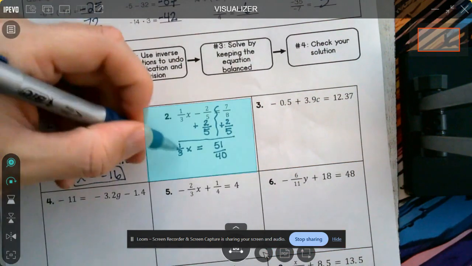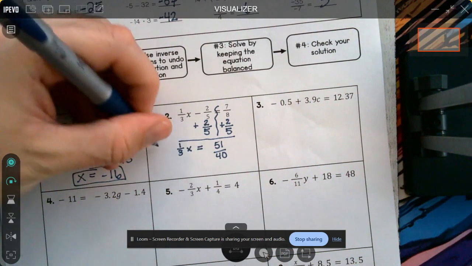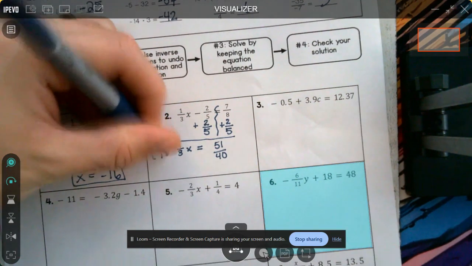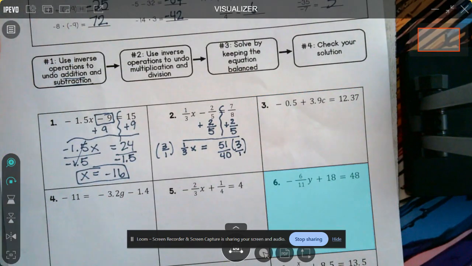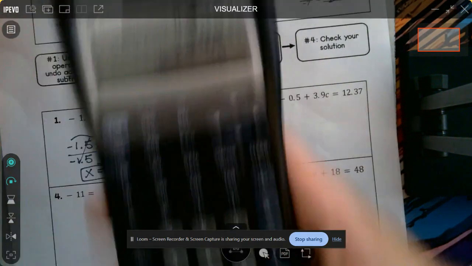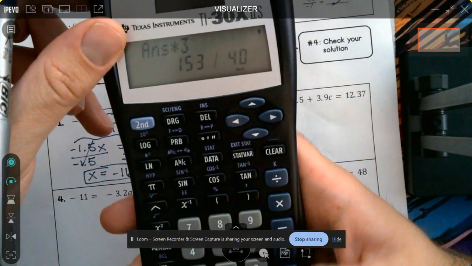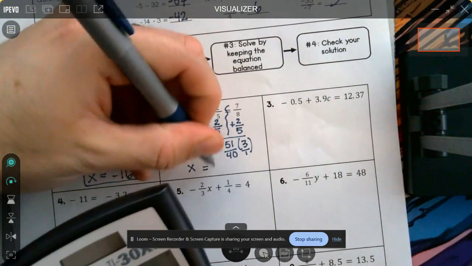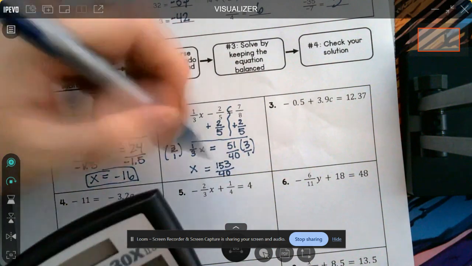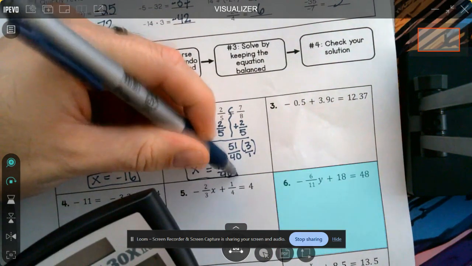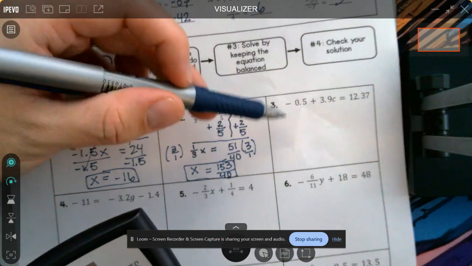Now, to get rid of multiplication, we divide. But dividing by a fraction is the same as multiplying by the reciprocal. So I'm going to multiply by 3/1 on both sides, or otherwise known as just 3. So in my calculator, 51/40ths is still in there. So I'm just going to multiply by 3. So x equals 153/40. And you can keep your answer as improper. I'm okay with that for this. Keep this as improper. Pause the video, do number 3.